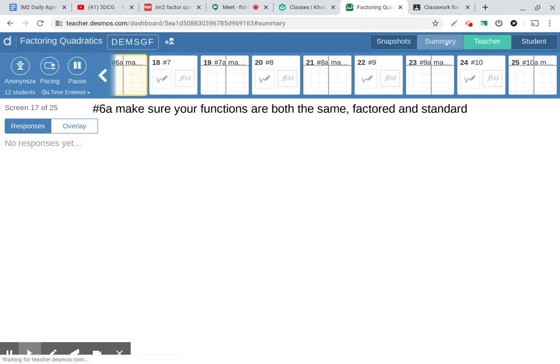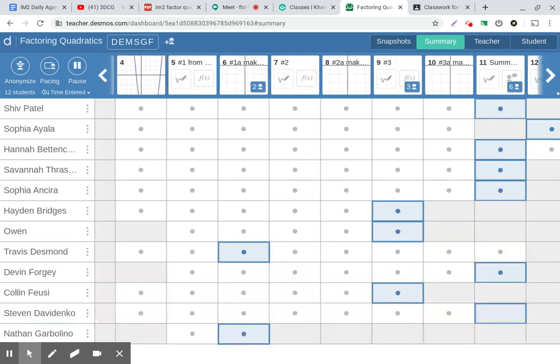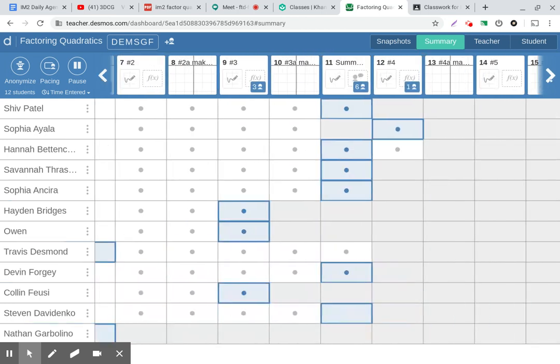All right, let's see where you guys are at. And on the graphing, you just have to type both to make sure that you're good. It's like a way for you to visualize what you're doing, okay?